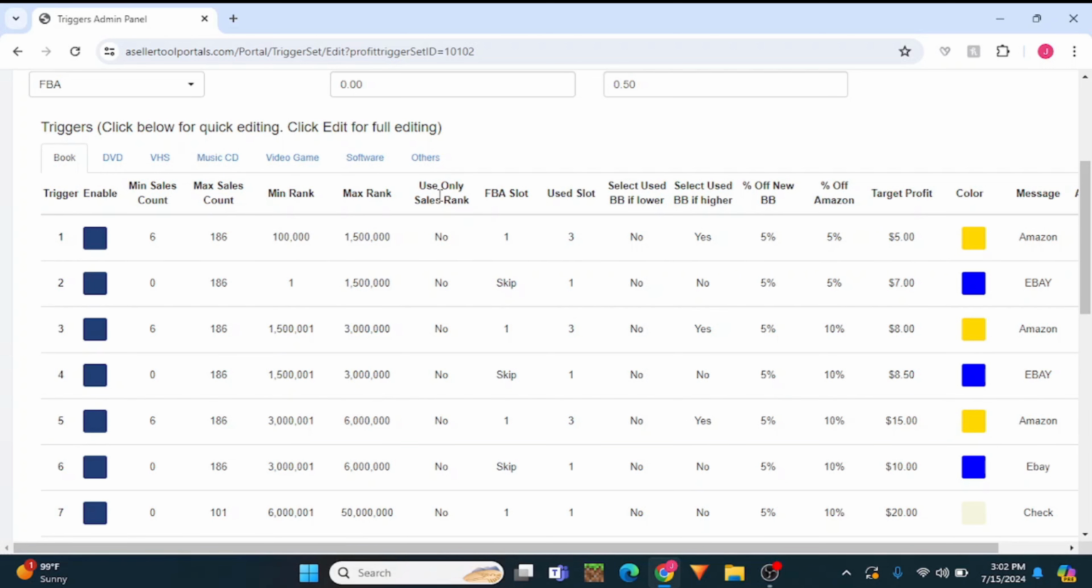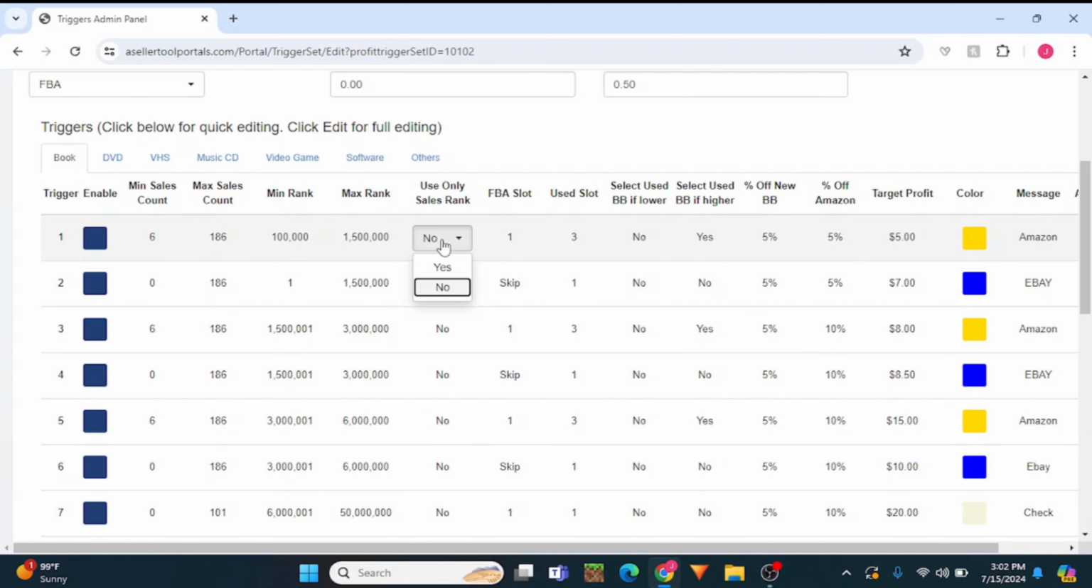Do we use only sales rank? I've put no on these. I guess I could put yes on these, and just, is the sales rank okay? So no, we can't do that, unfortunately. I wish I could use only the sales count and not the sales rank. I wish that was a feature, but anyways, FBA slot, we either look at 1 or skip.